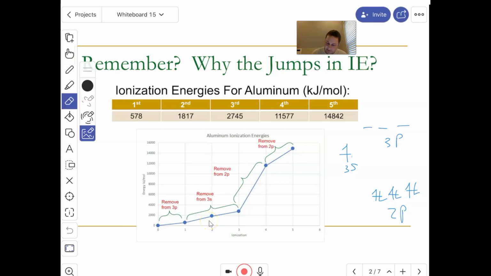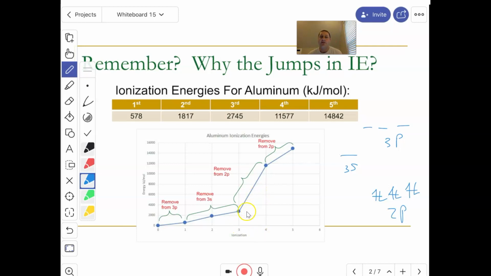And I'm just going to erase that. So now I'm down to 1. Well, I took 1 out of the S level, and the next one's out of the S level as well, so I bend back down again because I don't see that big jump. So once I've done 3 ionizations, that also comes out of the 3s sublevel.